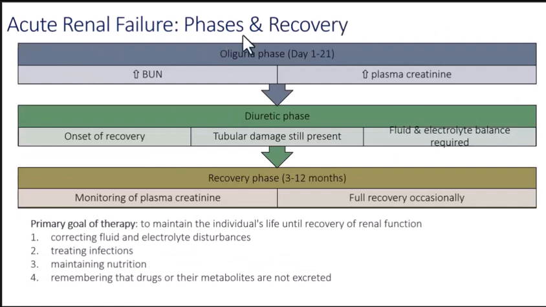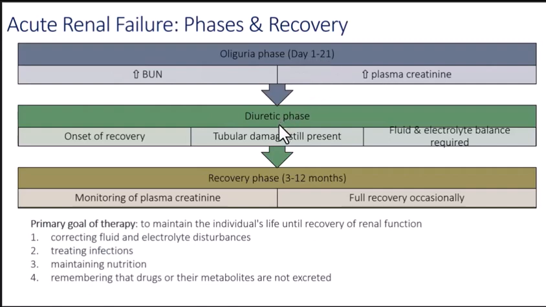Let's look at the phases and recovery of acute renal failure. The big one that we'll see between days 1 and 21 is going to be that reduction in urine production. And if we're producing less urine, so we have a reduced urine output, then we're going to see an accumulation of waste products within the blood because they can't be filtered and put into the urine. And so we'll see an increase in blood urea nitrogen and an increase in creatinine.